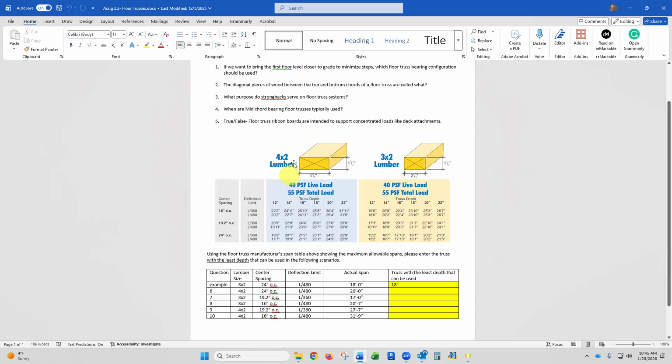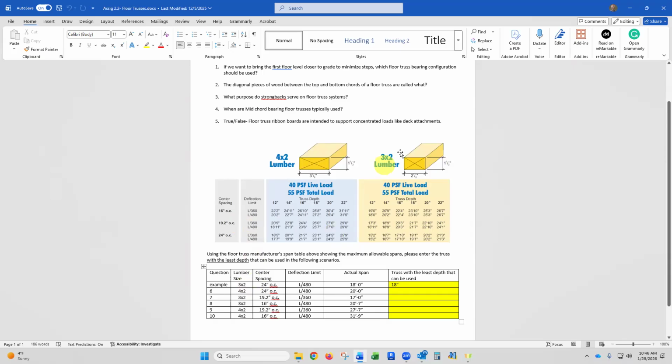So I'm going to show you my examples. We have a 4x2, which is basically a way of saying 2x4, except it's laying on its side, so they call it a 4x2. And then we have a 3x2, which is basically a 2x3 laying on its side, where it's 2.5 inches instead of 3.5 inches. Okay, so the first thing we need to know is which chart are we going to look at?